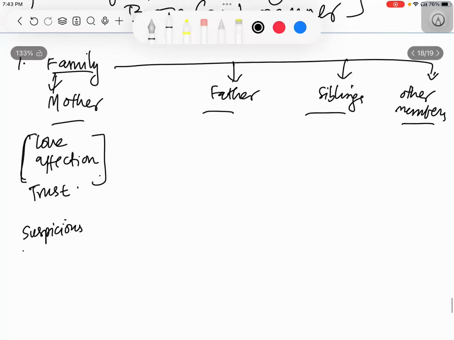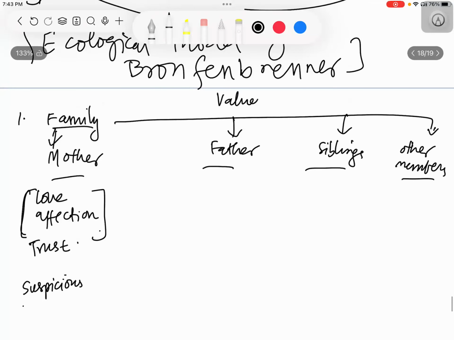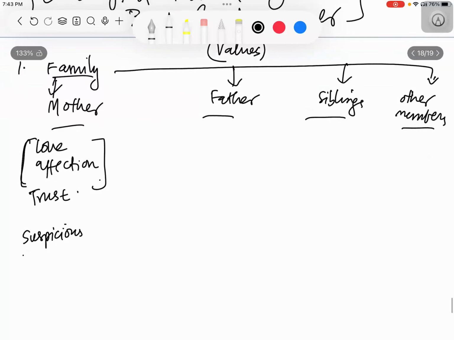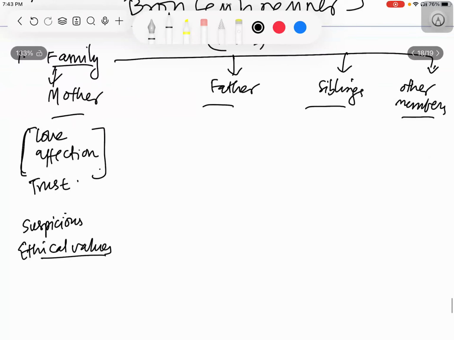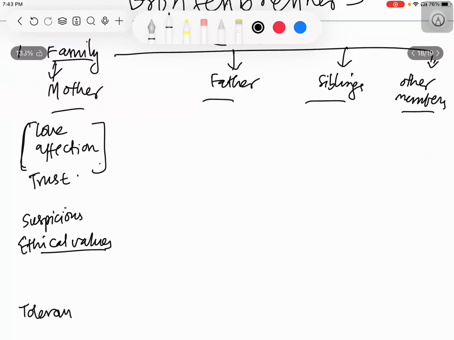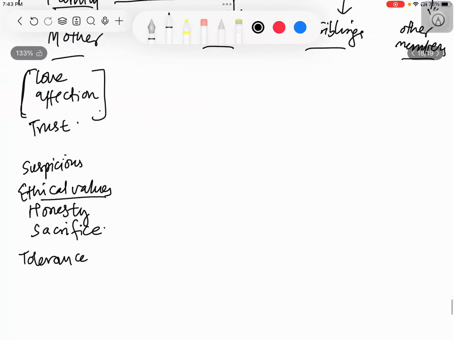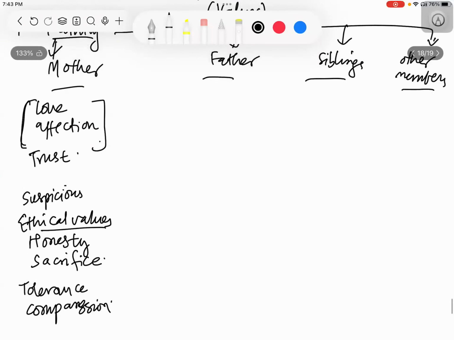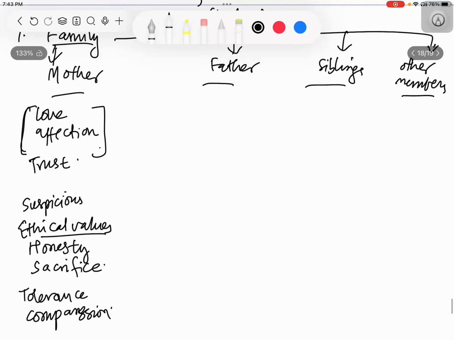We are all talking about who impacts which values, okay? Any other thing the mother can teach? Mother can also teach ethical values. Tolerance, very good. Tolerance, suppose one value. Sacrifice, honesty she can also teach. Very good. Sacrifice she can teach the child, compassion, right? Compassion, very good. All of these mother can teach. What do you think father, which values do you think father will teach? Discipline. Very good. Discipline.